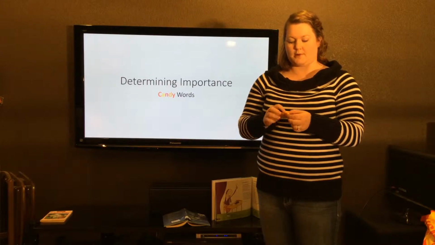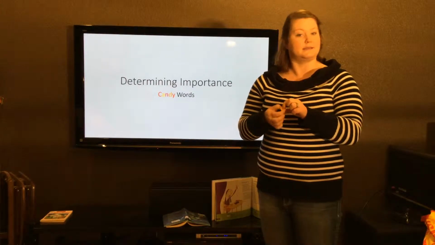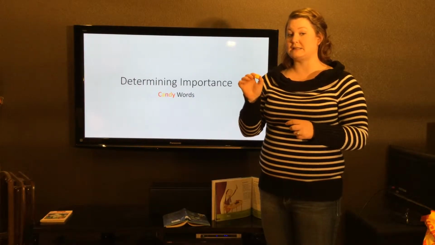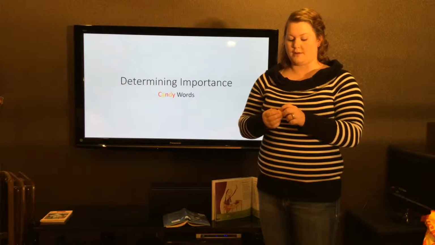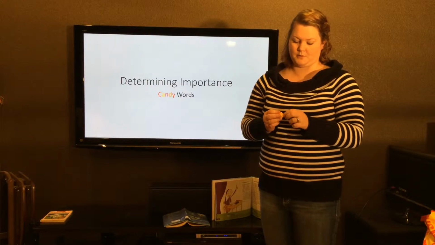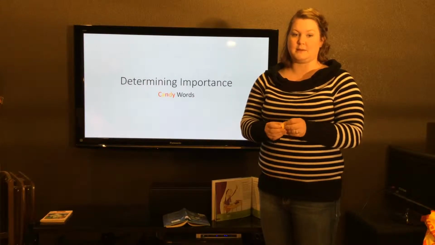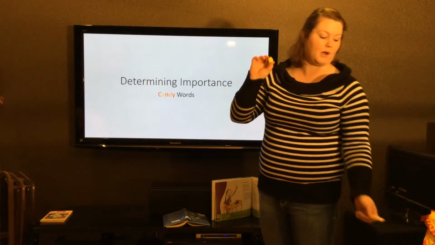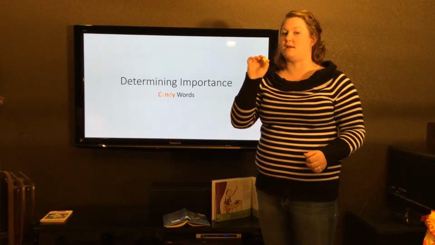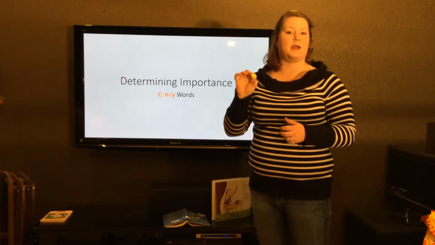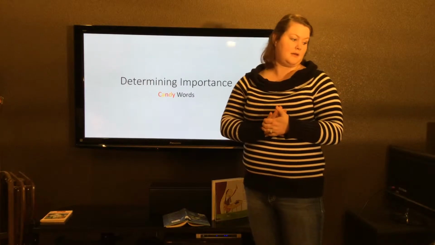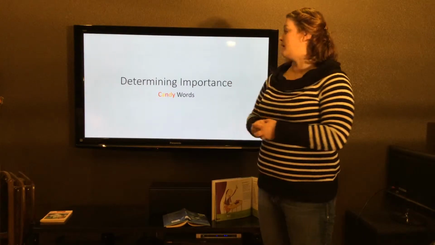So this little wrapper gives us more information because, again, it tells us it's a Starburst, but it also tells us what flavor we're going to be eating. So that's more important. Well, it's still not exactly what we want because we don't want to eat the wrapper. What we want is the piece of candy on the inside. This is what we're after. This is the important. This is the yummy candy. Okay? So keep this in mind as we learn about determining the importance in reading.